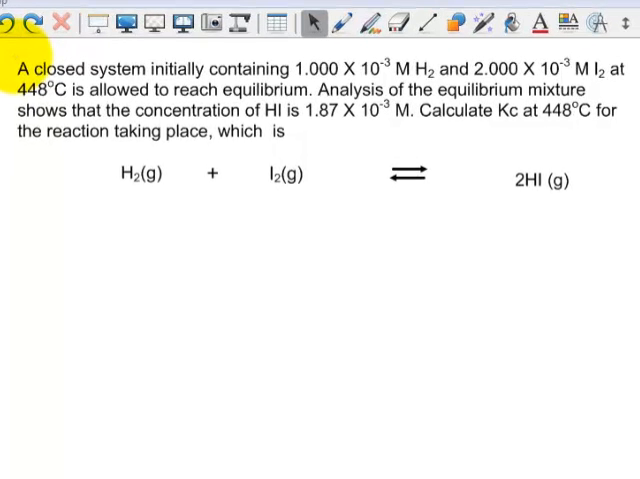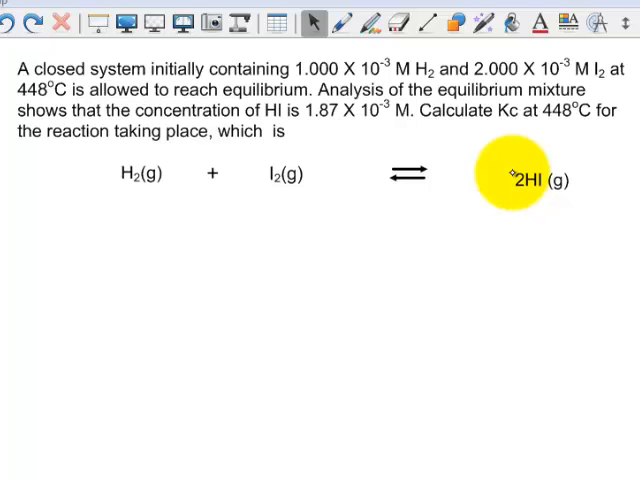It's a little harder, so pay close attention. A closed system initially containing 1.000 times 10 to the negative 3rd molar H2 and 2.000 times 10 to the negative 3rd molar I2 at 448 degrees Celsius is allowed to reach equilibrium. Analysis of the equilibrium mixture shows that the concentration of HI is 1.87 times 10 to the negative 3rd molar. Calculate Kc at 448 degrees Celsius for the reaction taking place, which is H2 plus I2 goes to 2HI.